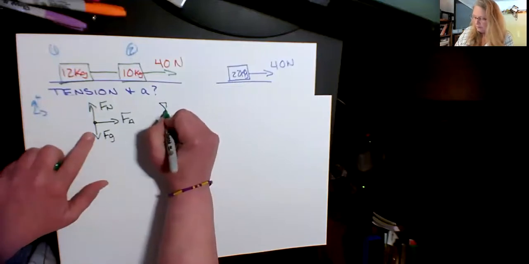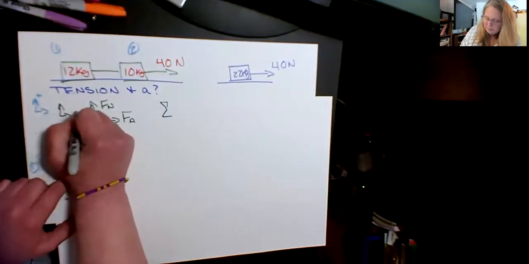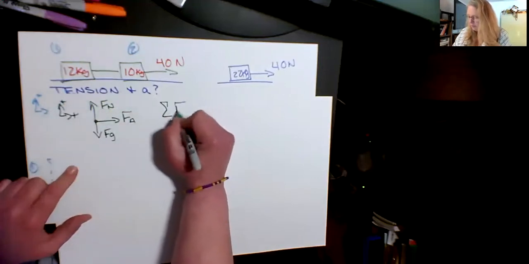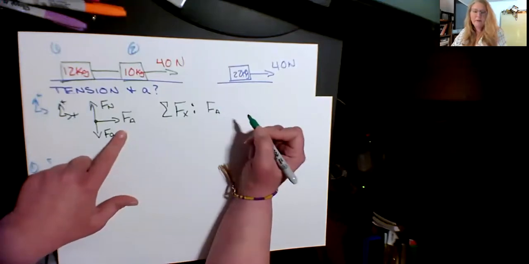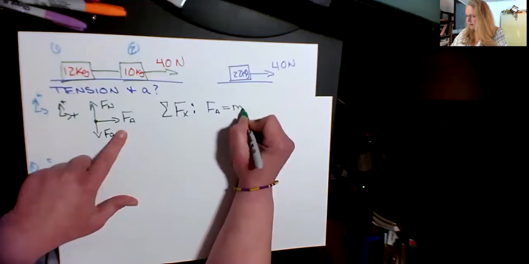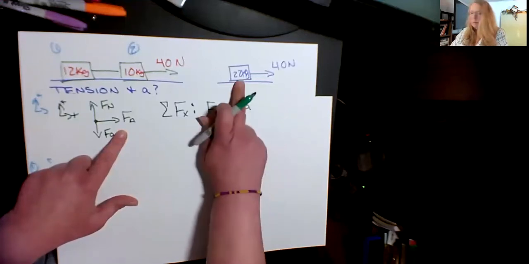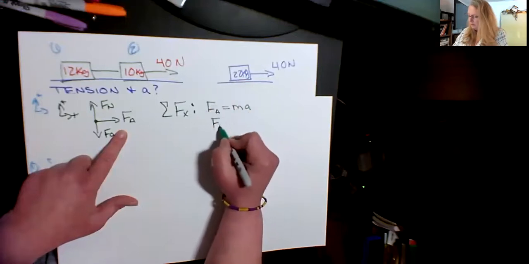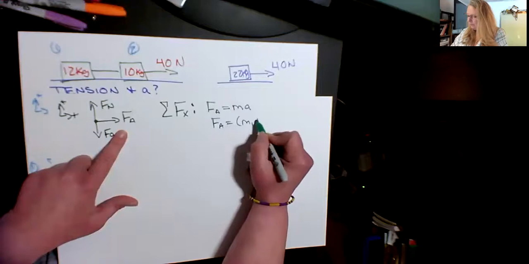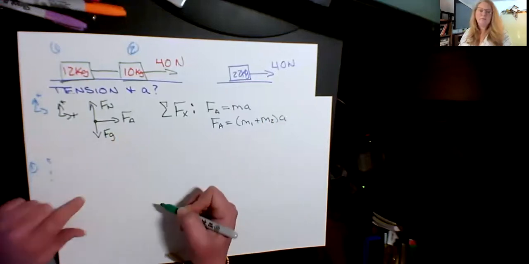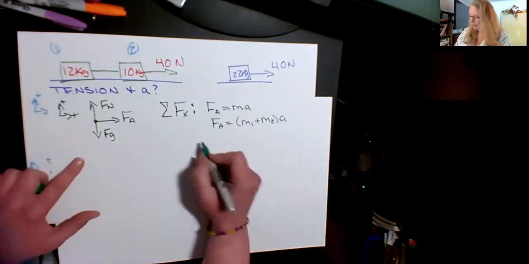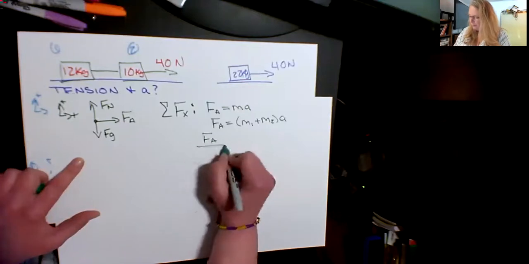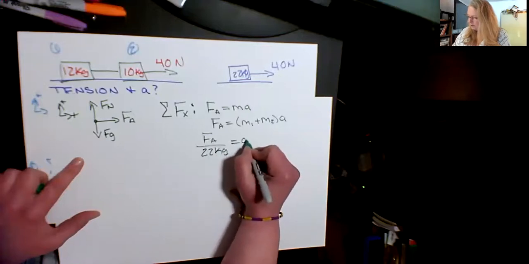So now I can define what's positive. My force in the x, then, is my force applied, which I've called positive, equals my mass times acceleration. Remember this 22 kilograms: force applied equals mass 1 plus mass 2 times acceleration. So this is just me reminding you where that came from. In one step, I have that the force applied divided by that 22 kilograms equals acceleration. Compared to those steps.